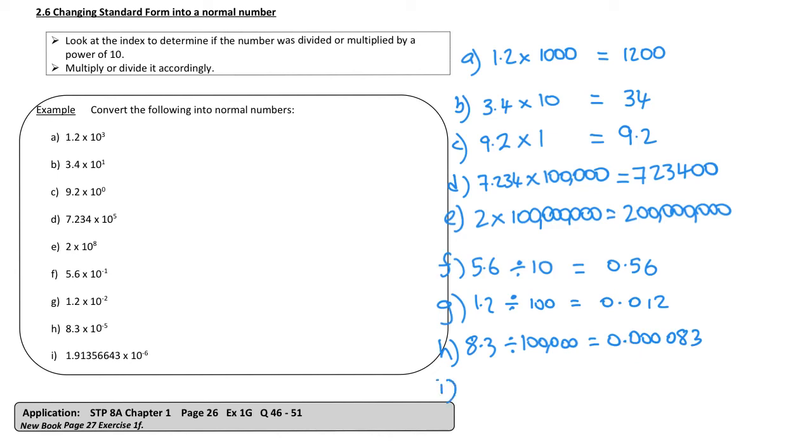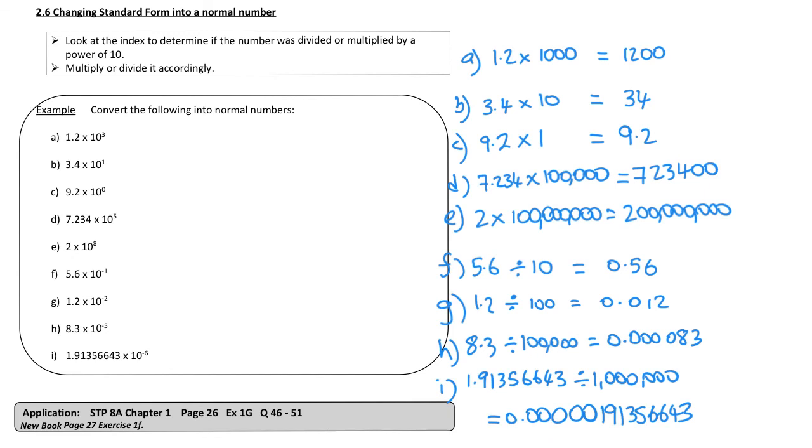And then part I is 1.91356643, and it's multiplied by a negative power, so that's the same as divided by a million. 10 to the power of 6 is a million. And we get 0.000000191356643. Let's count the number of times the decimal place is moved. It was between the 1 and the 9, and it's moved once, twice, 3 times, 4, 5, 6.